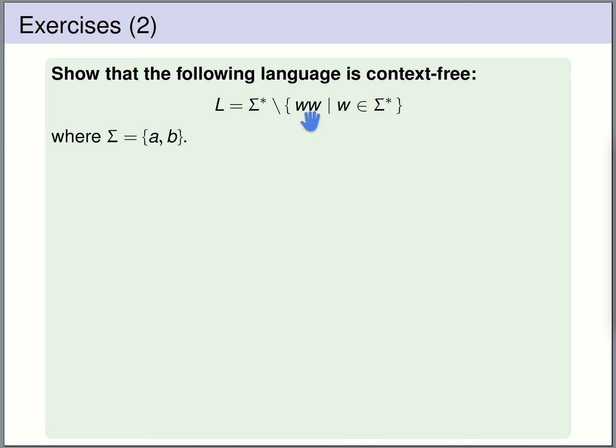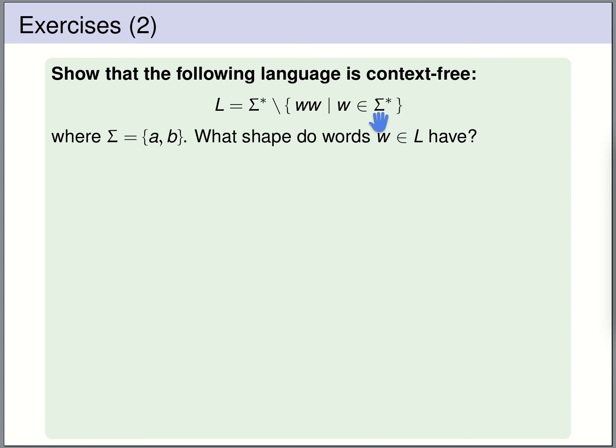What are the words in this language? This is all the square words. It's all words that are of the form WW. So we are asked to give a context-free grammar for all the words that are not square words. So all the words that are not of the form WW for some W over sigma.